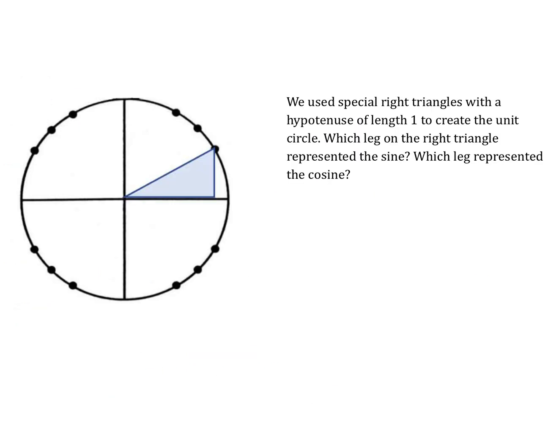So if you recall, we used special right triangles with a hypotenuse of 1 to create the unit circle. So this has a hypotenuse here of 1. And it says which leg on the triangle represented cosine, which leg represented sine. So I like to always say that we really think about this as x and y values. And we think of x as cosine of theta, and we think of y as sine of theta.